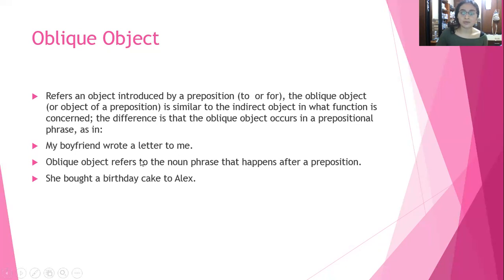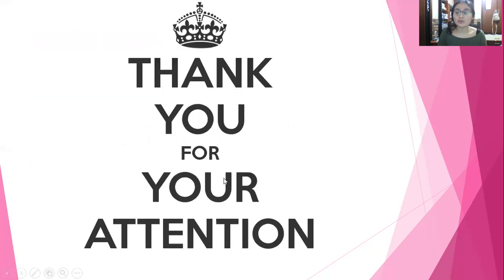Oblique object refers to the noun phrase that comes after a preposition. For example, she bought a birthday cake to Alex, after a preposition.